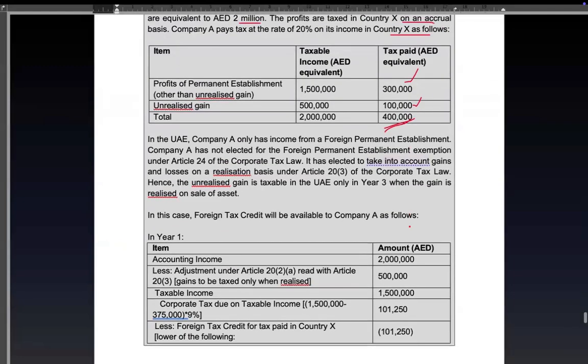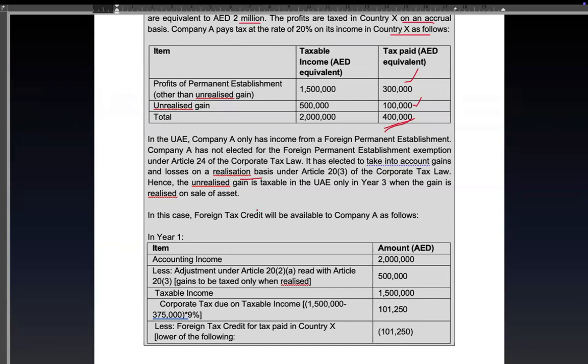In the UAE, you are following the realization basis. The company has income from a foreign PE and has not elected for the PE exemption. It has elected to take into account gains and losses on a realization basis. So in the UAE, you will be liable to pay tax in year three, and you will get the credit in year three as well. In year one and year two, even though there is a gain, it is an unrealized gain, and you are not following the unrealized basis, you are following the realization basis.